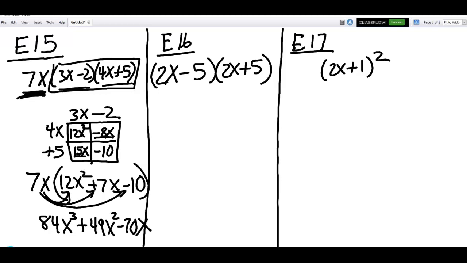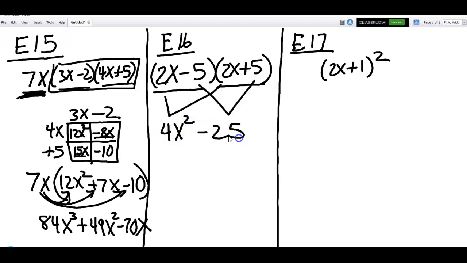All right. The next two, you could do the box method with these and get the right answer, but there's shortcuts that we learned, and it's nice to keep those things sharp. So whenever you have 2 binomials that are exactly the same, but they're opposite signs, you don't have to do the box. What you could do is just multiply the 2 first terms together. 2x times 2x is 4x squared. And the 2 last terms multiplied together, negative 5 and 5. And that'll be good enough.